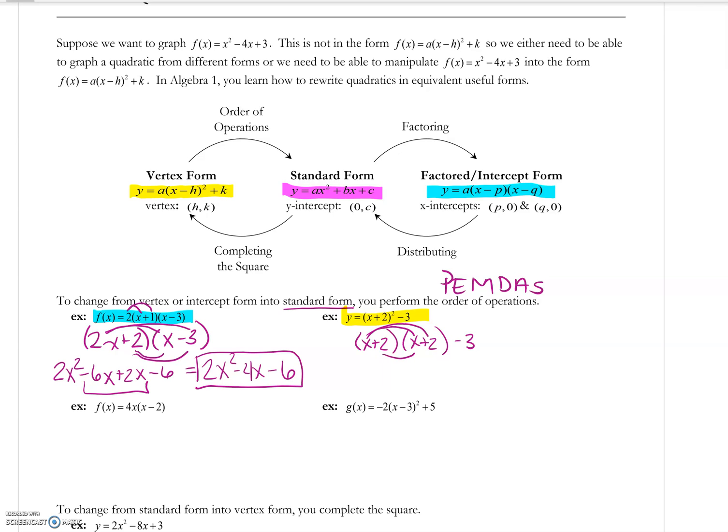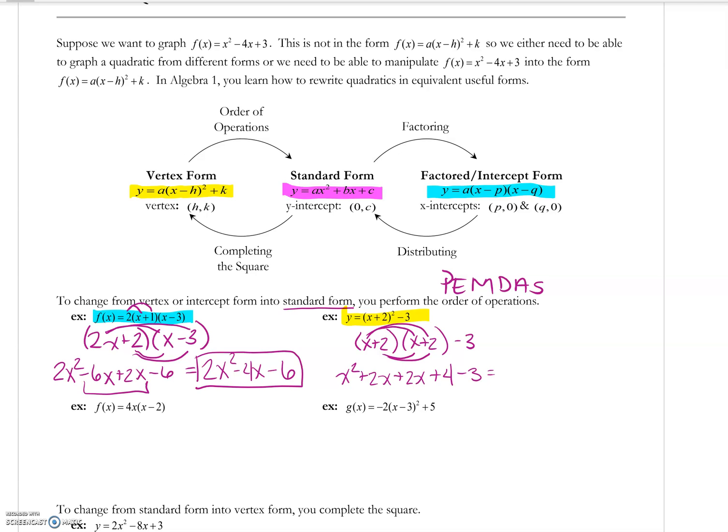x plus 2 times x plus 2. I'm not going to worry about this minus 3 yet. It's not part of the multiplying process. When I distribute, I know that x times x is x squared. x times 2 is 2x. Now I move on to this 2. 2 times x is also 2x. And 2 times 2 is 4. But I can't forget about this minus 3 at the very end.